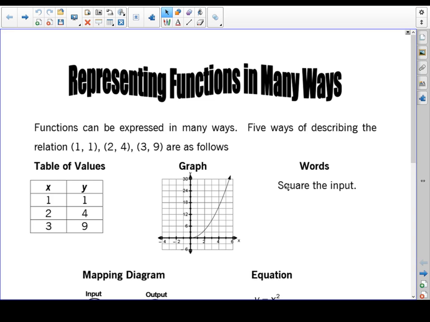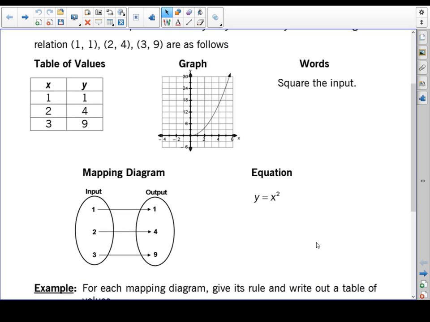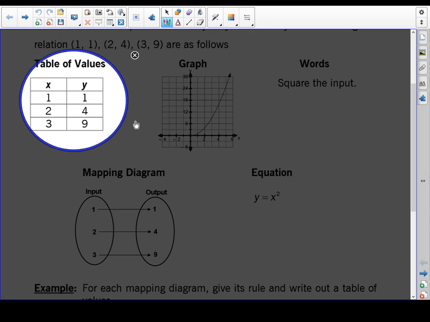We talked about functions during the last class, and we are going to look at the relation (1, 1), (2, 4), (3, 9) as follows. We can express that in a variety of different ways. So what are some of those ways that we can do that? Well, let's bring out the special pen here. We'll start by looking at that as a table of values. And here's our table of values right here. We can write those three ordered pairs in a table. Okay. That's one way of looking at that.